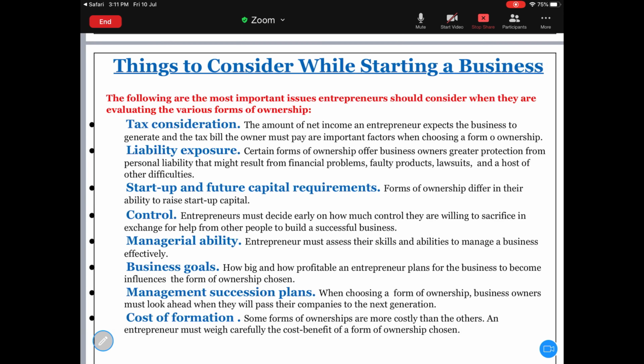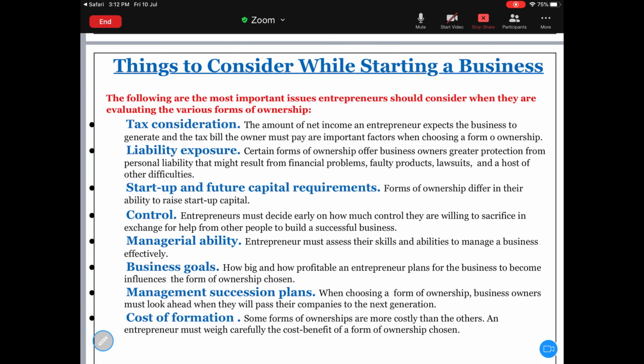Then we talk about the management succession plan. Management succession plans mean that when choosing a form of ownership, business owners must look ahead to when they will pass their companies to the next generation. That means you start a business, you establish it, and then you look forward to maybe giving this business to your offspring, like your children, who are going to take up the business. Cost of formation: some forms of ownership are costlier than others.